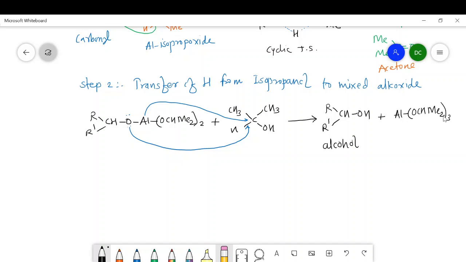So aluminum isopropoxide catalyst remains as it is in the reaction. In this way, in the two steps, there is a formation of alcohols from the corresponding carbonyl compound. In the first step, there is a transfer of hydride ion, and in the second step, there is a transfer of hydrogen from the isopropanol to the mixed alkoxide.